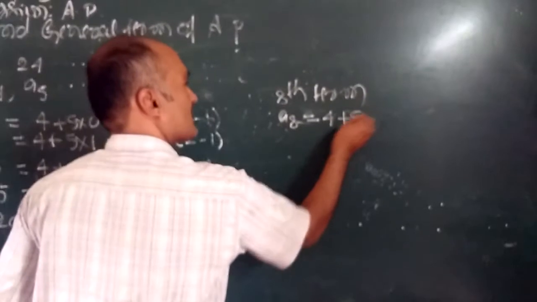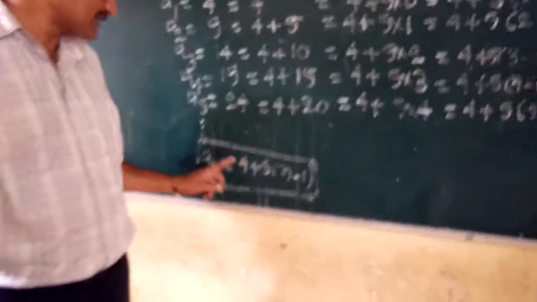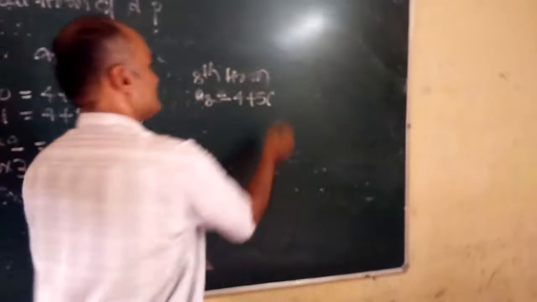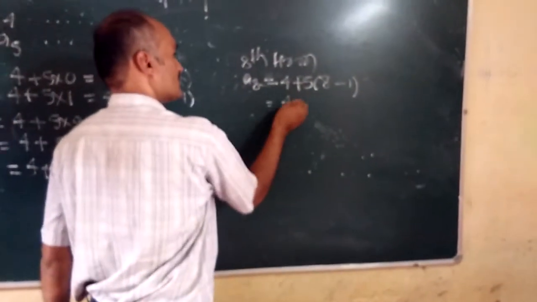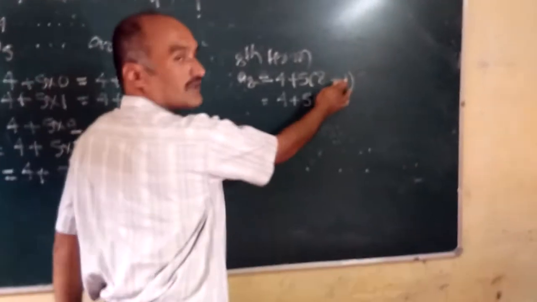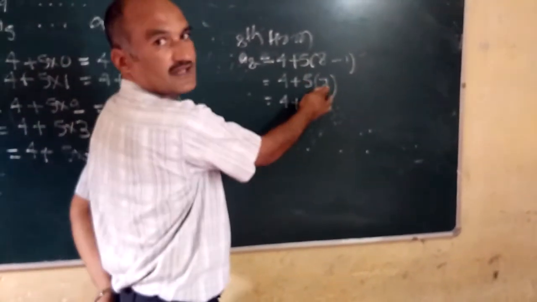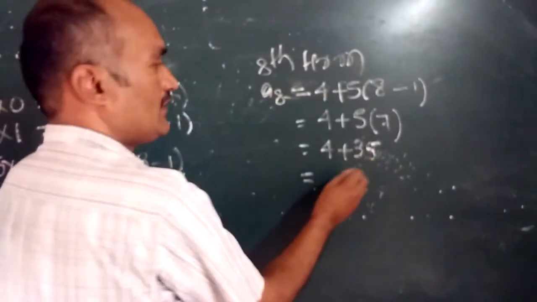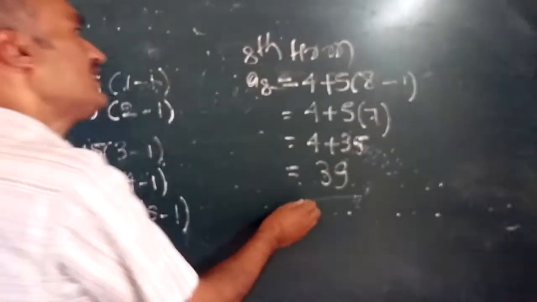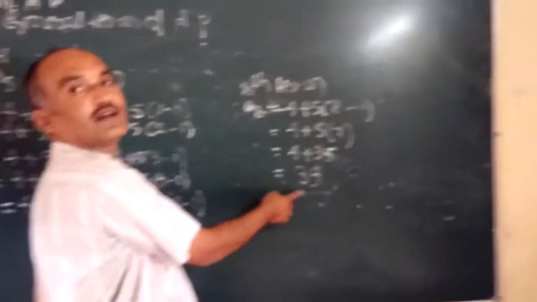They are numerical constants. In the place of n, what do we have to substitute, dear student? In the place of n, we substitute 8 minus 1, where 1 is as it is, a numerical constant. So 4 plus 5 into 8 minus 1 is 7, is equal to 4 plus 5 sevens are 35. So 4 plus 35 we get 39. So definitely in this progression the 8th term will be 39.